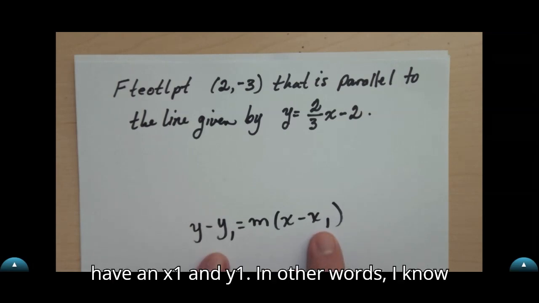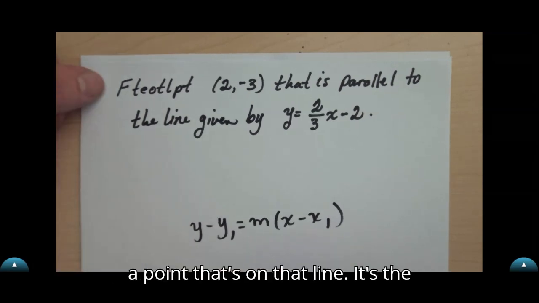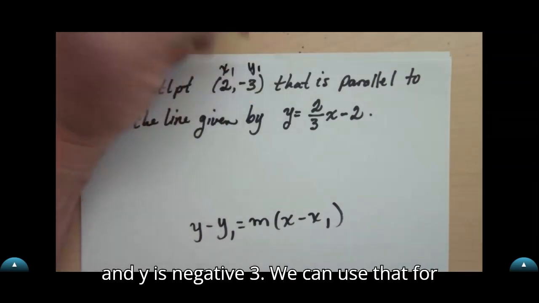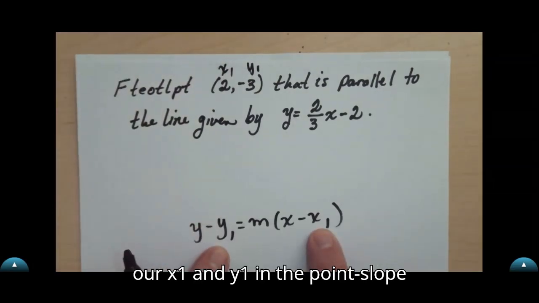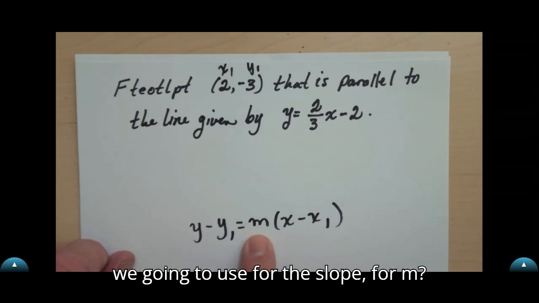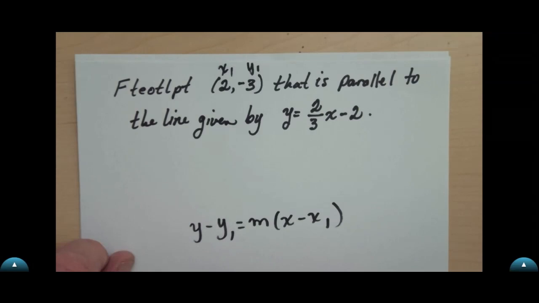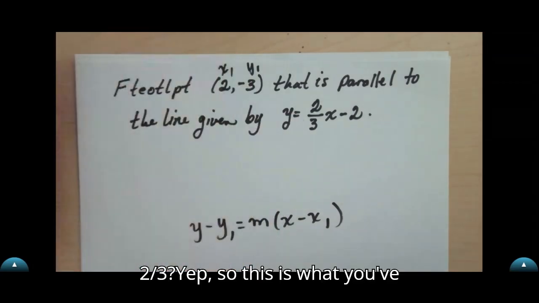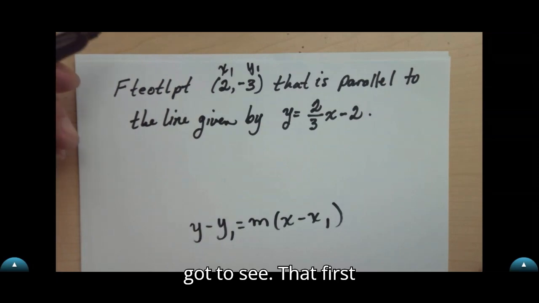Well, I have an x1 and y1. In other words, I know a point that's on that line. It's the point where x is 2 and y is -3. We can use that for our x1 and y1 in the point slope formula. But what are we going to use for the slope for m? Say again? 2/3? Yep.